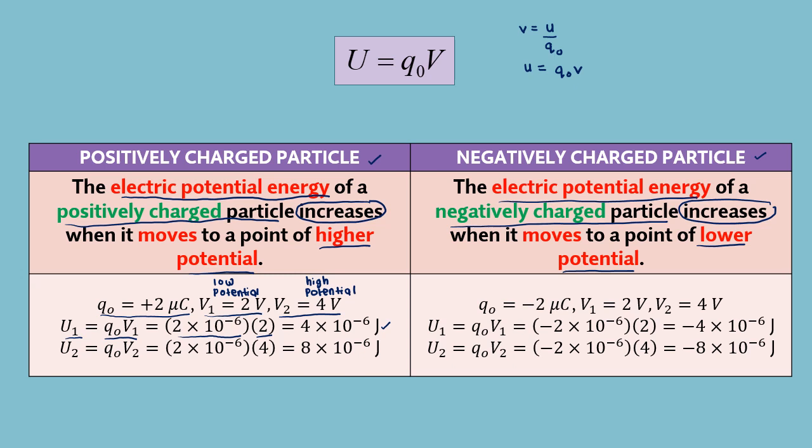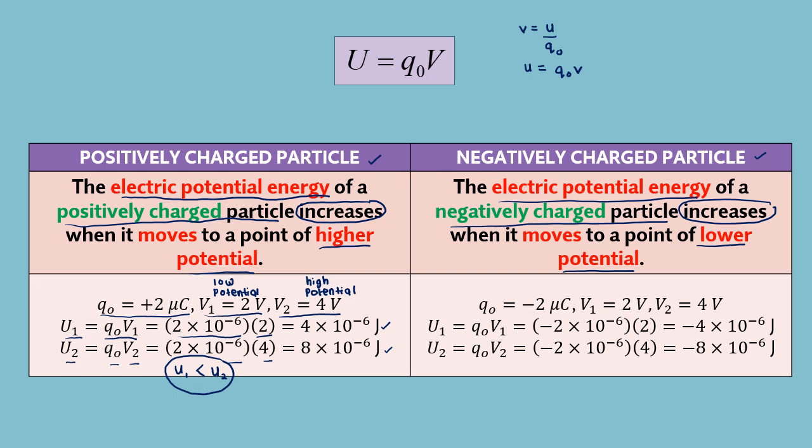Okay, while for U2, Q naught V2, so we substitute the value with 4 volt, which is high potential, we will get 8 power of negative 6 joule. From this substitution and the value, you will see that U1 is less than U2. So this calculation shows that the electric potential energy increases if it moves from low potential to high potential.